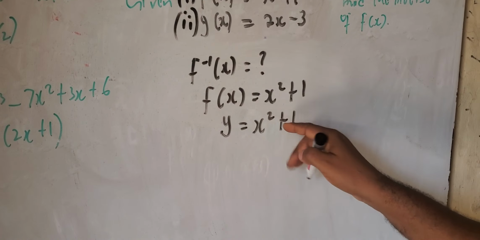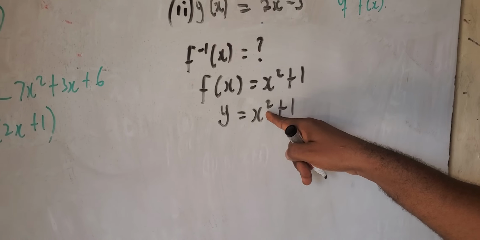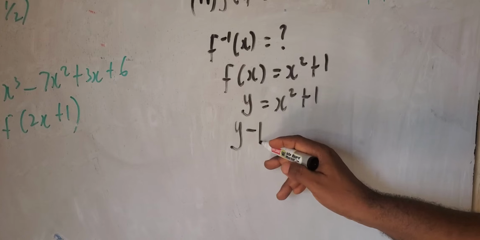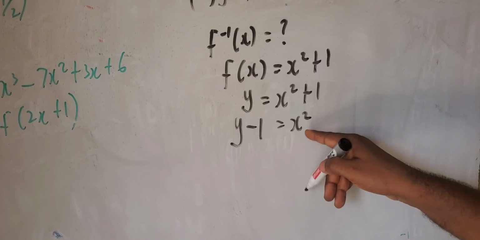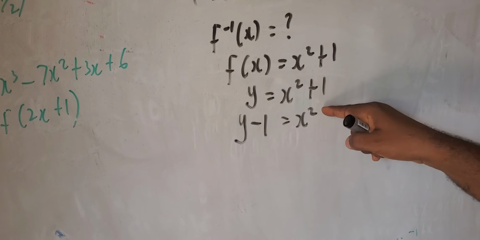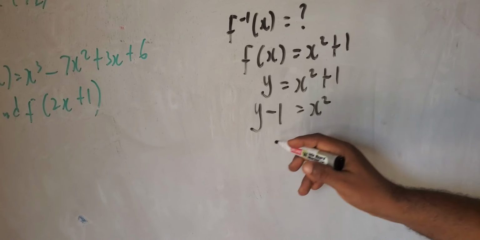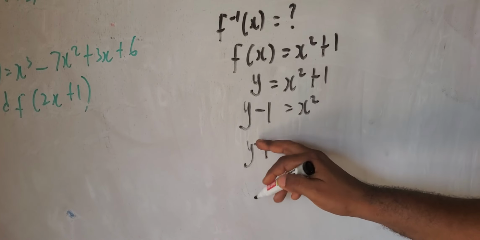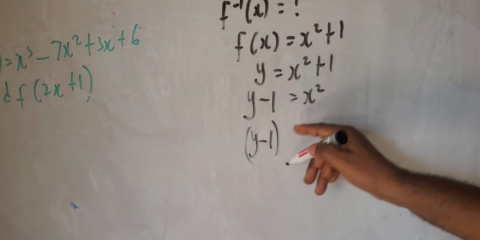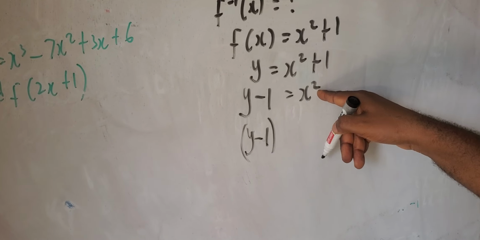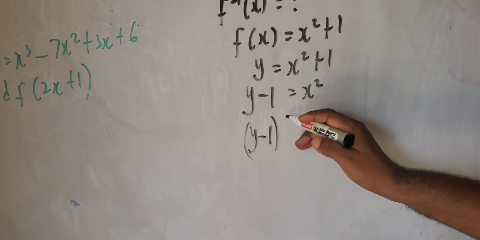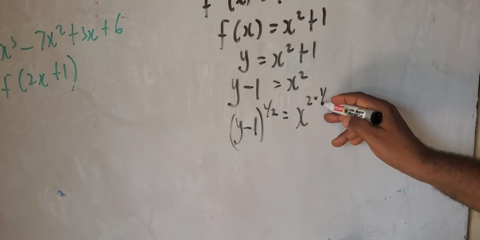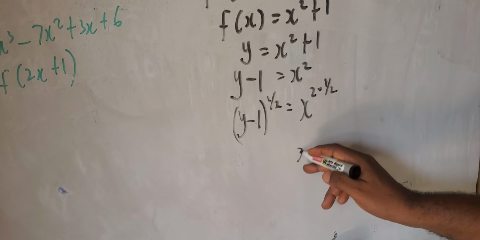So in this case, we make x the subject of the formula. We carry this plus 1 to here. This one becomes y minus 1 is equal to x squared. To find x, you find the inverse of this power, which is a half. So it means y minus 1, then raised to the power of the inverse of this power, so that we can have x on just one side of the equation. So this one will become x raised to power 2 times its own inverse. 2 cancels 2, so we are left with x.